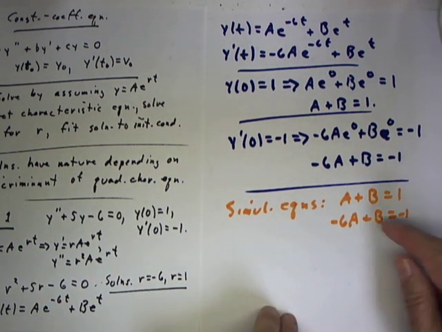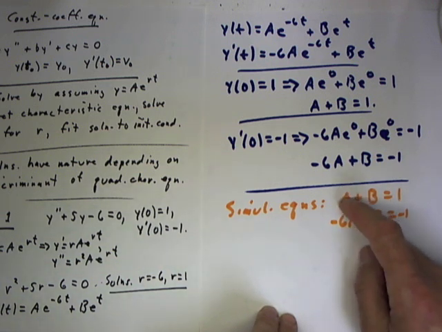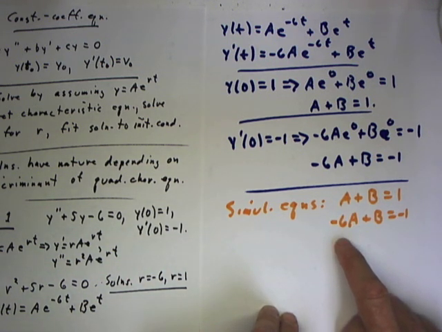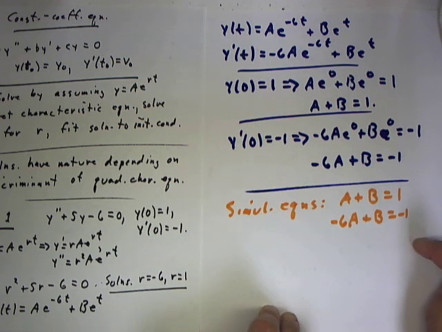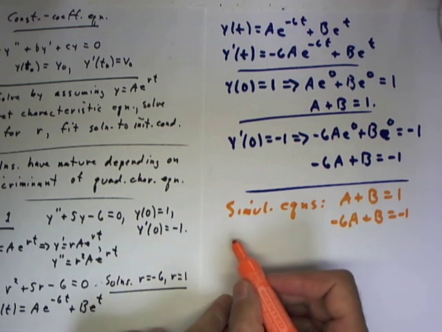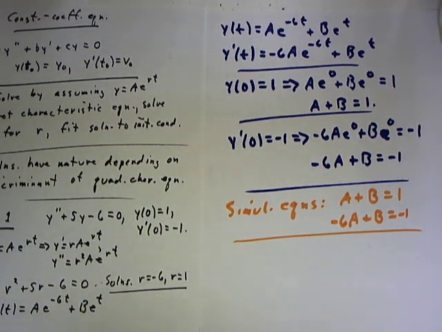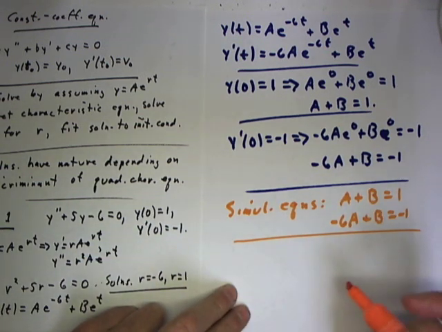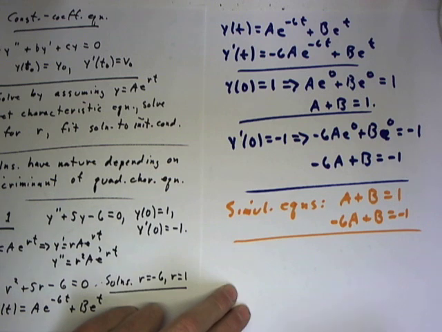Alternatively, we could subtract the second equation from the first. We'd get 7A equals 2, so again A equals 2/7. Not going to go into detail on solving a pair of simultaneous equations. That's something at this point in your mathematics education we simply expect that you can do by any of a number of methods. We can write this as a matrix equation and invert the matrix.